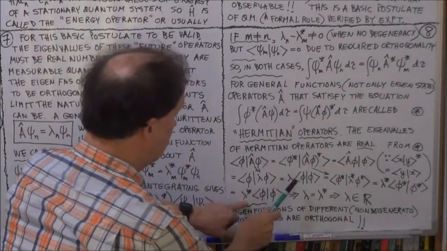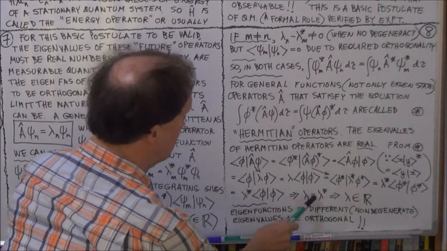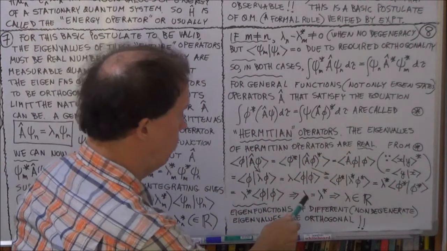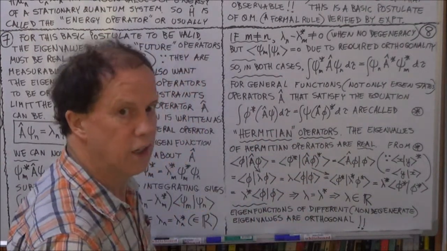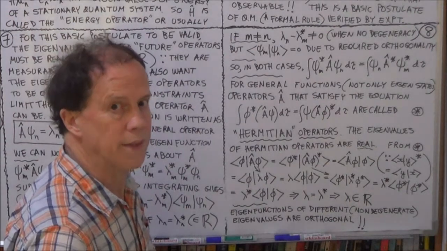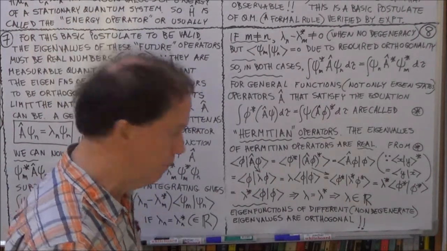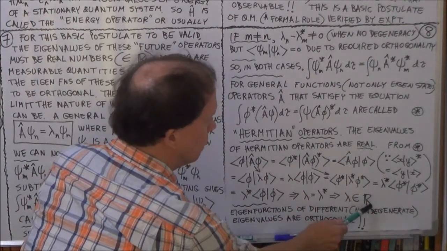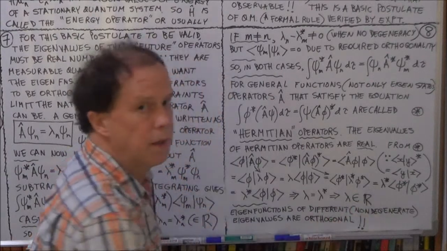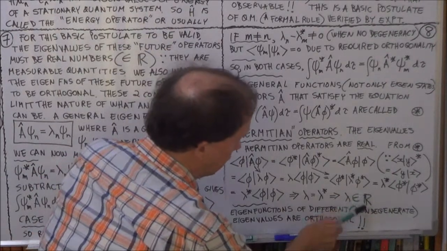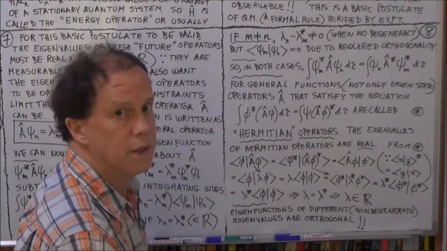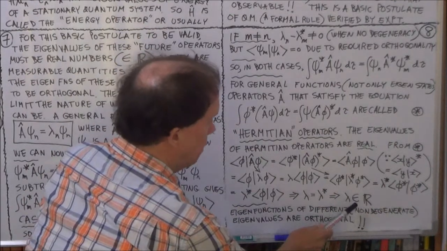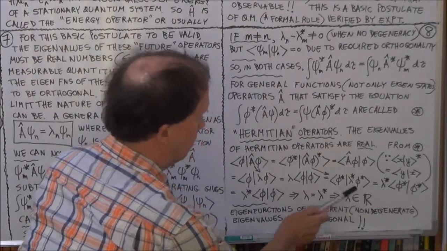So that implies that lambda equals lambda star, and star just means conjugated. If you conjugate a number and it's equal to that same number, that number is real. So if lambda equals lambda star, then lambda belongs to this symbol here, which is like a capital R with two verticals. That's the symbol in math for the set of real numbers. So lambda belongs to the real numbers. In other words, lambda is real.